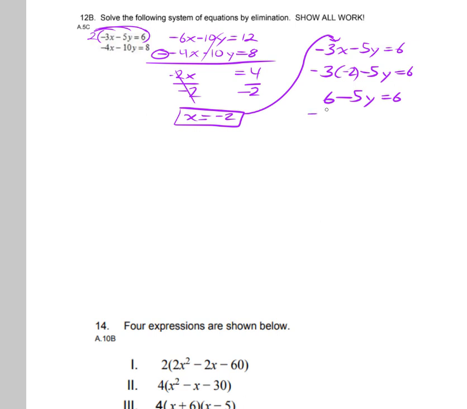I'm going to subtract 6 from both sides. These cancel out, and these cancel out actually. So I now get negative 5y. If these cancel out, 6 minus 6 is equal to 0, right? So negative 5y is equal to 0. Divide by negative 5, and divide by negative 5. And I get y is equal to, what is 0 divided by negative 5?